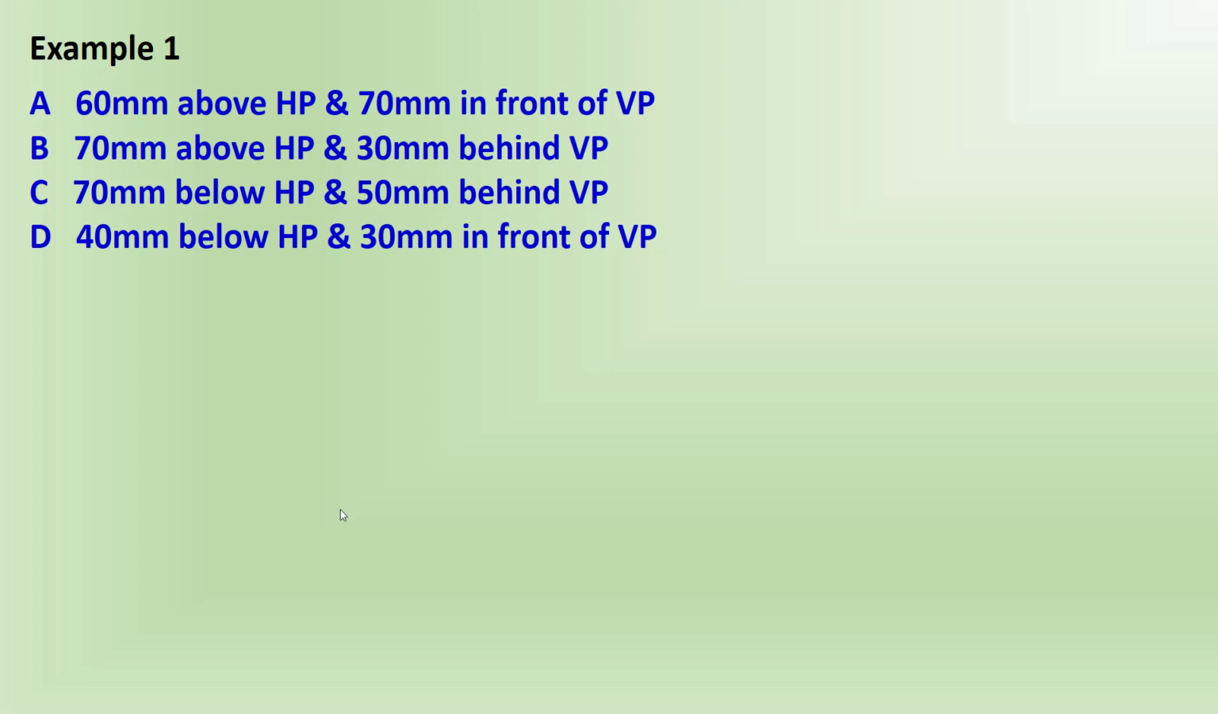Now the next point is, if the point is above HP, the elevation also will be above the XY line. If the point is below HP, the elevation will be below the XY line. Similarly, if the point is in front of VP, plan will be below XY. If the point is behind VP, plan will be above XY. Then, if the point is on HP, elevation will be on XY, and if the point is on VP, plan will be on XY line. So please remember these points when we draw the projection of points.